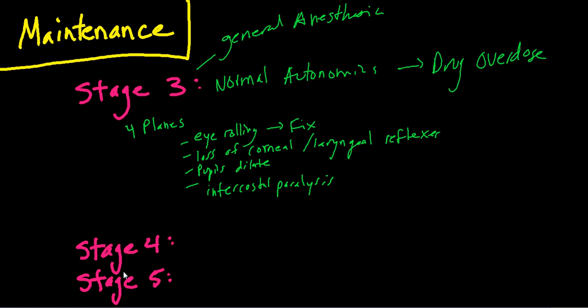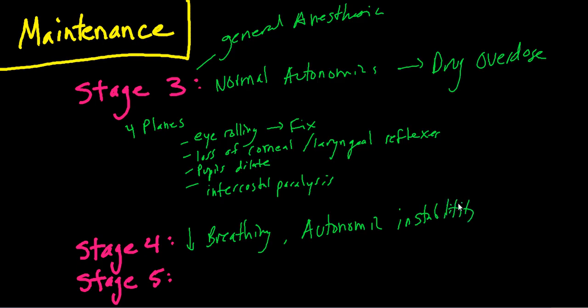Now, stage 4 and stage 5 are not what we want. Stage 4 and stage 5 means you've given too much. It's an overdose of your anesthetic agent. So stage 4 is going to be the first signs of overdose. Here you're going to see your decreased breathing. We're going to see autonomic instability reemerge. And then stage 5 is going to be where your heart stops.